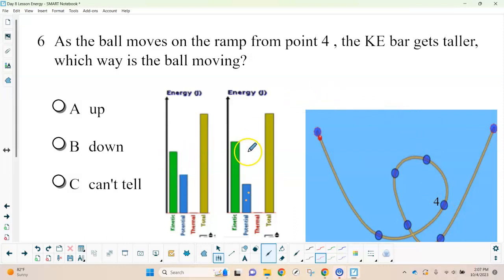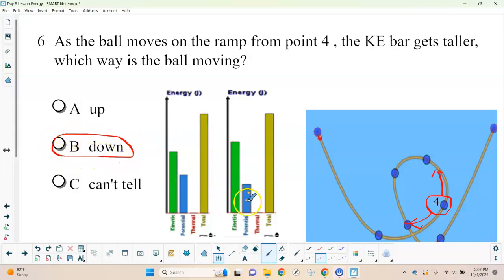All right, number 4, or this part, number 4, we're trying to decide if the kinetic energy is getting taller. Which way is this moving? So are we moving down the ramp or up the ramp? If we look at it, the kinetic energy is getting bigger. If your kinetic energy is getting bigger, you're going faster. So things usually go faster as they move down. So I'm going to say it's that one.